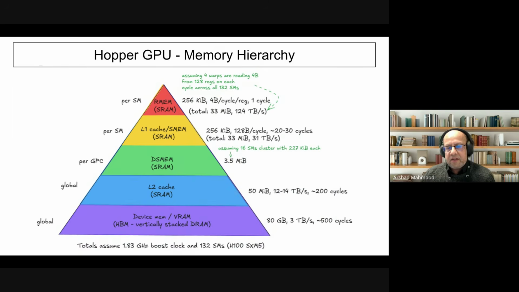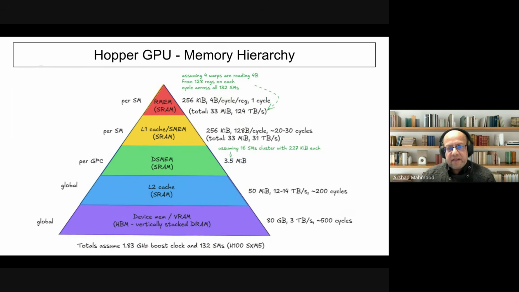This is reasonably large. It's between 80 gigabytes, typically 90 gigabytes, can go up to 190, but unfortunately it's extremely slow. Slow in the scheme of things, because it's still 3 terabytes per second getting data from global memory onto the chip. But as we'll see, as we go up the hierarchy, things speed up basically.